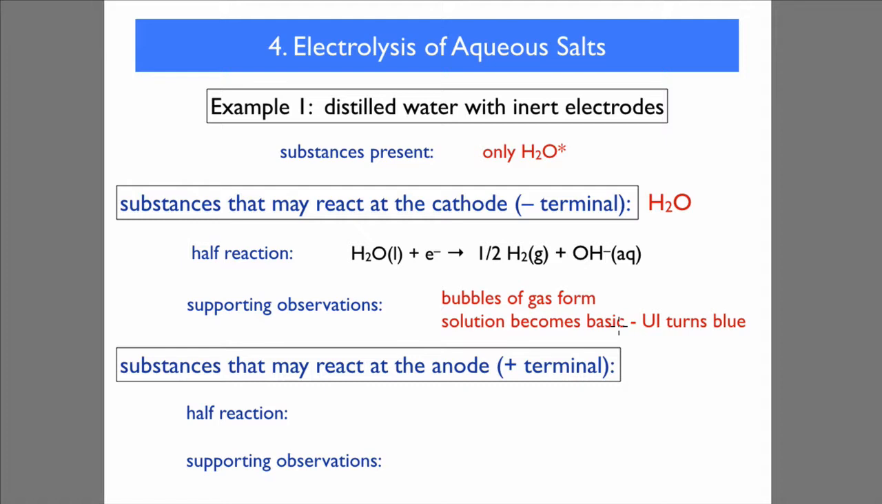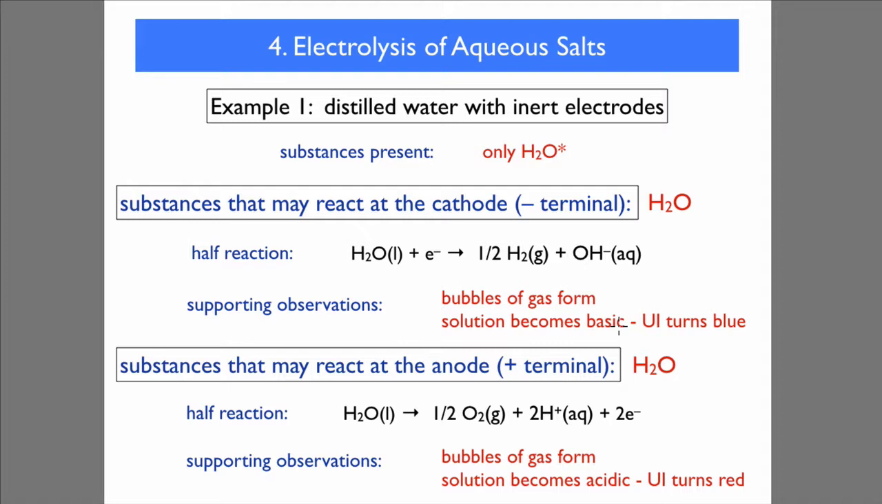And what about substances that react at the anode? Again, obviously just water. Half reaction, we're getting oxygen gas formed and the hydrogen ions, so becoming acidic. We see bubbles of gas from the oxygen, and a universal indicator would turn red.